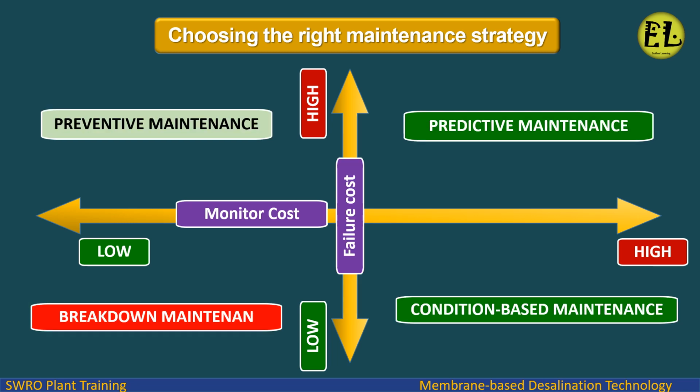Choosing the right maintenance strategy. Maintenance strategy is a function of the cost of equipment failure and ease of monitoring. Based on this, breakdown maintenance, preventive maintenance, condition-based maintenance, or predictive maintenance is selected.